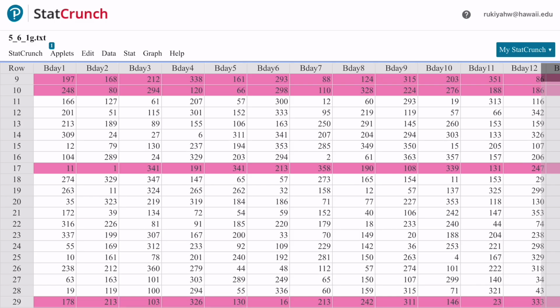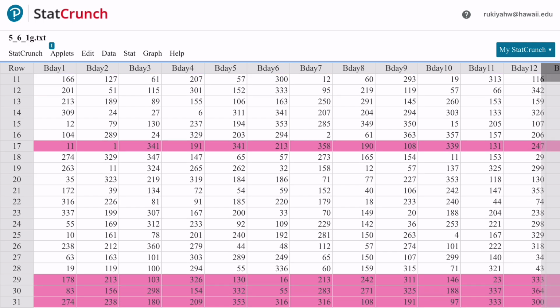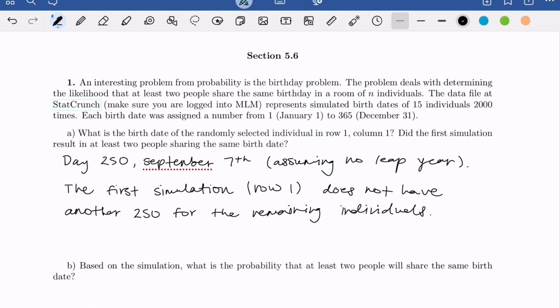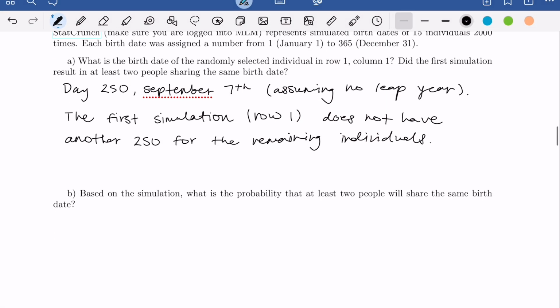So with this information, we can go back to our file and notice that they're also going to be highlighted, which is nice. And then in the bottom left corner, it also tells us how many rows, 503 rows. I hope you can see that. It might be cut off. But going back to our problem here, based on this simulation, what is the probability that at least two people will share the same birthday?